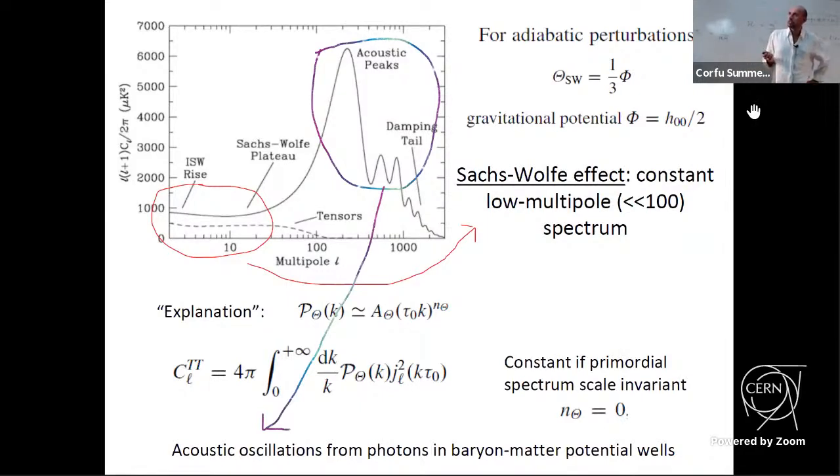So I concentrate on two features, this plateau and these oscillatory peaks. The plateau comes from the so-called Sachs-Wolfe effect. It turns out that at these low multipoles, the scalar perturbations can give an explanation of this plateau, because this theta is delta T over T. But you will remember, okay, theta is basically the temperature fluctuation.